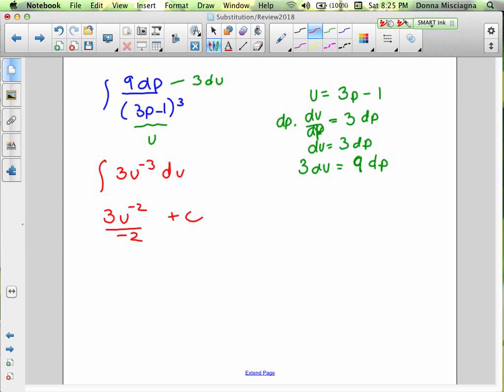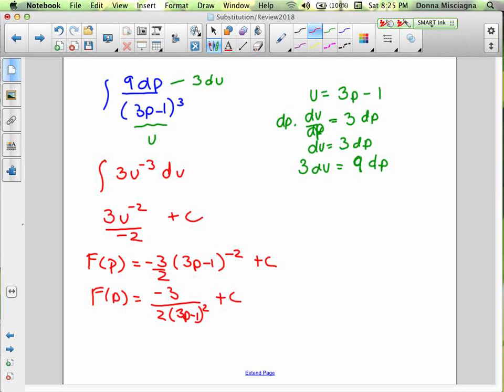And now we'll substitute back and write it in terms of p. So f of p equals, let's write that as negative 3/2, and u is 3p minus 1 to the negative 2 power plus c. Let's clean up that negative exponent. F of p equals negative 3 divided by 2 times 3p minus 1 squared plus c. And there we go. We're done. All right, all done with this one.